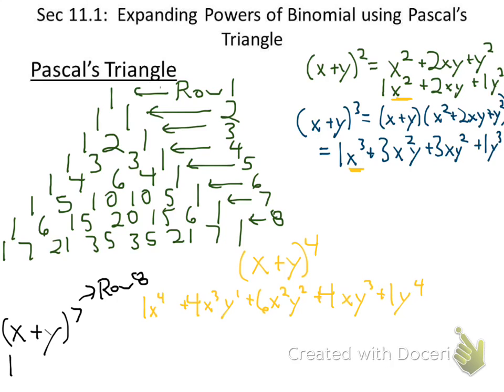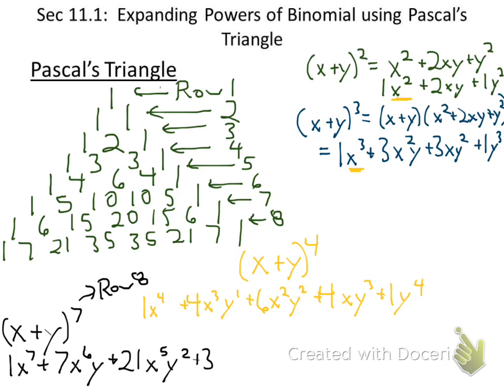So 1 is my first one. Then it's going to be x to the 7th. I didn't have a y in the first one, so it's y to the 0. Then I'm going to do 7, that's my next coefficient, with 1 less on the x. Then we introduce y to the first. Then 21, 1 less on the x, 1 more on the y.